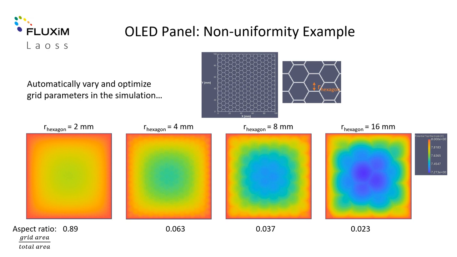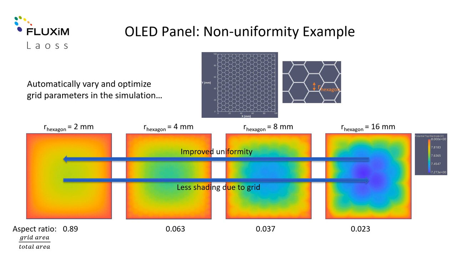The parameters of the honeycomb metal grid can be varied and optimized automatically in Laoss. Here we show the potential distribution of a varied hexagon radius. With decreasing radius, we clearly see a more homogeneous potential, which would lead to an improved uniform emission.